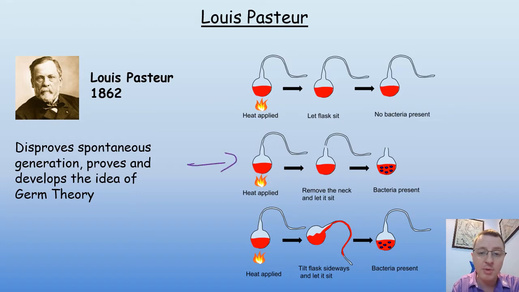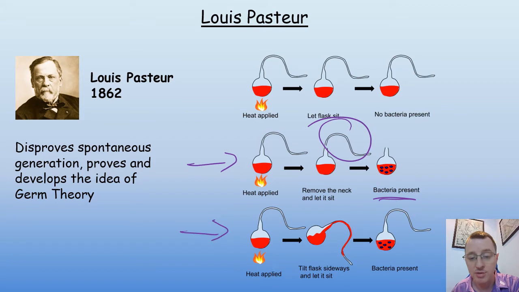In his second experiment, he does exactly the same thing. He's got the same broth in the same flask. He applies heat and sterilizes the broth, but then he removes the swan neck and he lets it sit. 2, 3, 4 days later, he discovers that we have bacteria present. In the third experiment, he has the same apparatus again, same broth, he applies heat again, but this time he tilts the flask sideways and lets it sit. So he gives a route for air and any airborne bacteria to flow through the neck, and again bacteria are present.